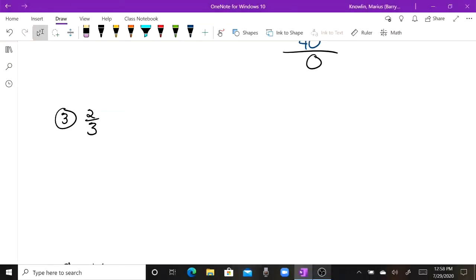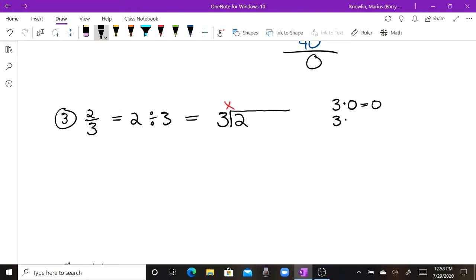Number 3. Number 3 says 2/3, but it also says 2 divided by 3. And we know if we wanted to use long division, we would really be asking ourselves, how many times does 3 go into 2? Well, let's start off with 3 times 0 is 0. 3 times 1 is 3. We know that 3 can't go into 2, so we're going to add a decimal. We're going to put a decimal here.